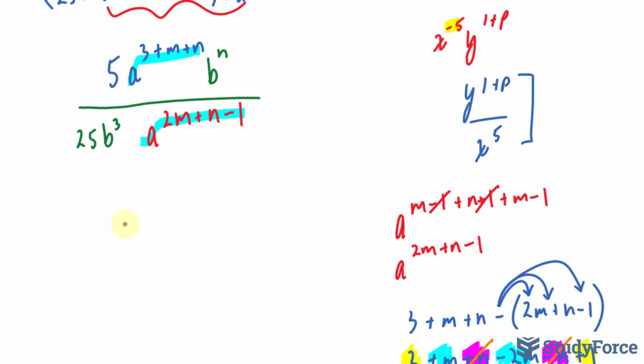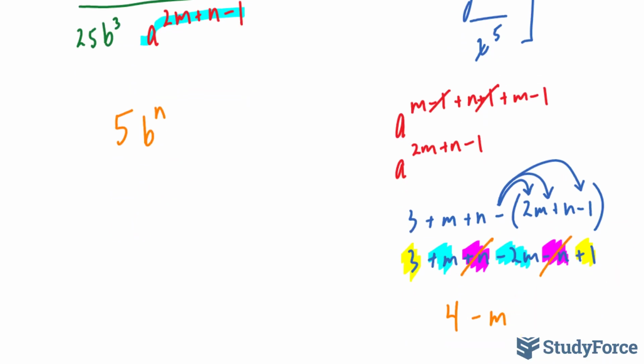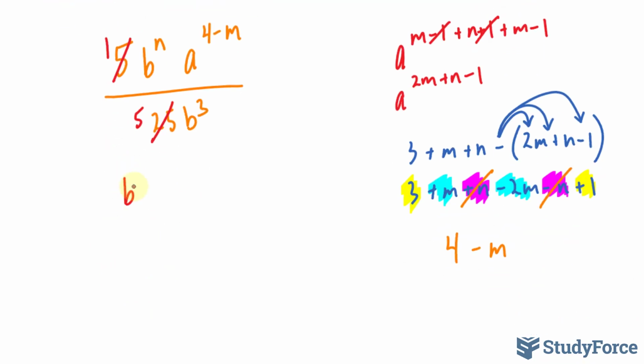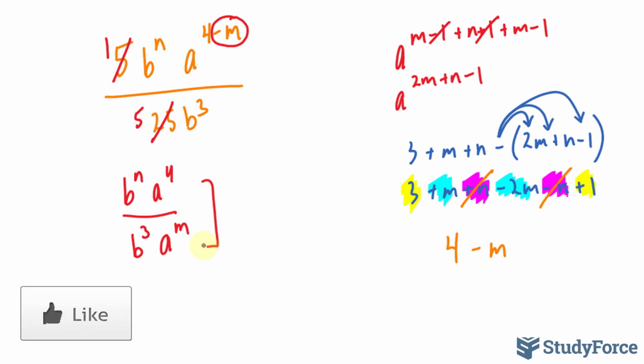This means that our answer will be 5 b to the power of n, whatever a was, its exponent, a to the power of 4 minus m, over 25 b to the power of 3. You've probably noticed this already. 5 divided by 25 gives us 5 underneath and 1 over here, leaving us with the expression b to the power of n, a to the power of 4 over b to the power of 3, a to the power of positive m, because this cannot be left at the top since it's a negative exponent. Here is your final answer.